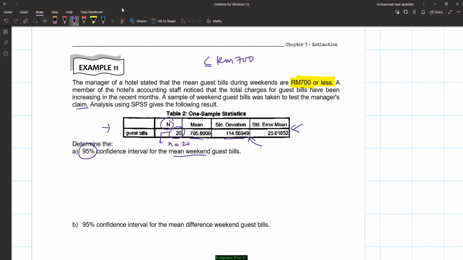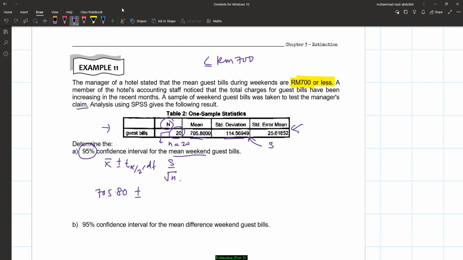And the standard deviation is the sample standard deviation. We don't know the population standard deviation because we only calculate the standard deviation from 20 samples. So we're going to use t distribution as well. So x bar plus minus t alpha divided by 2 with degree of freedom, s divided by square root of n. So we just plug in the value.